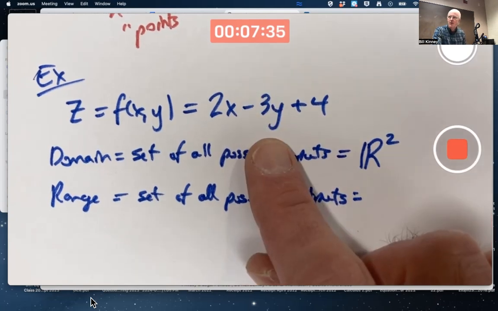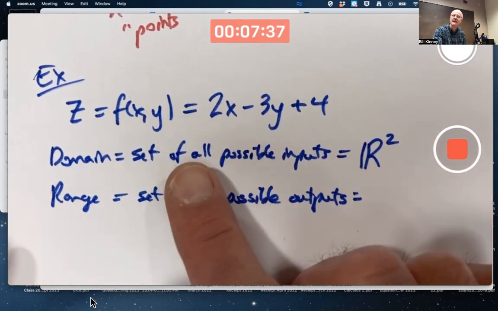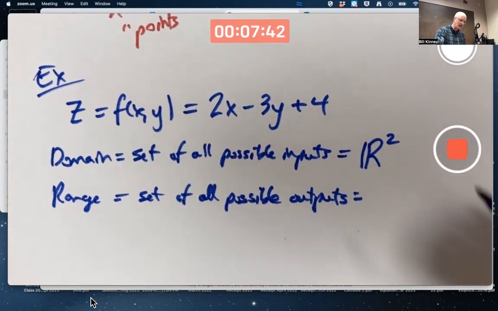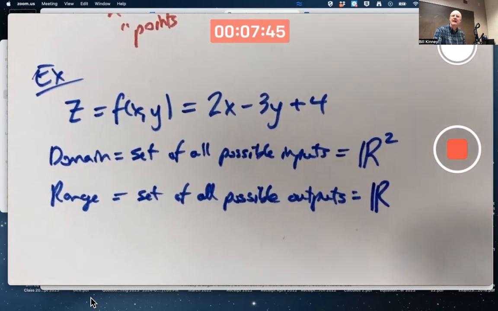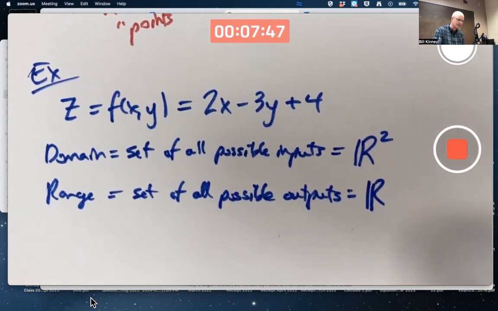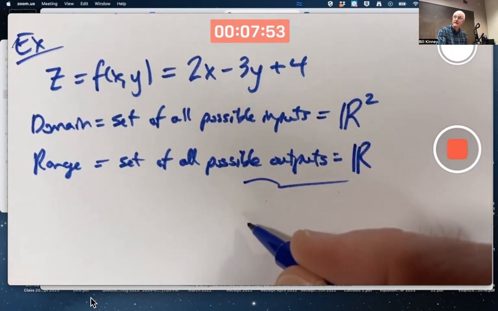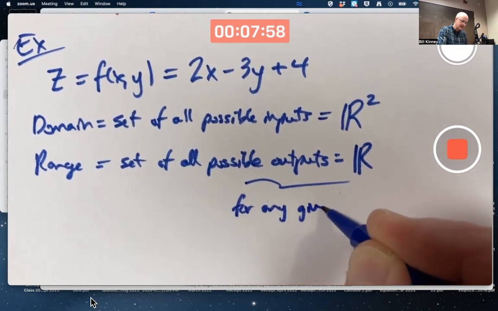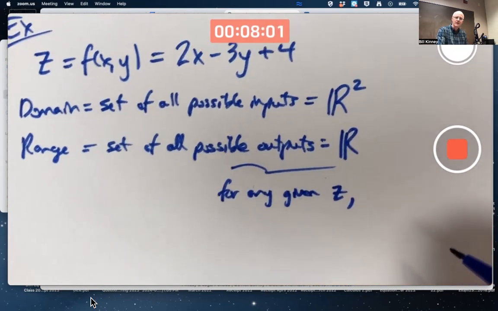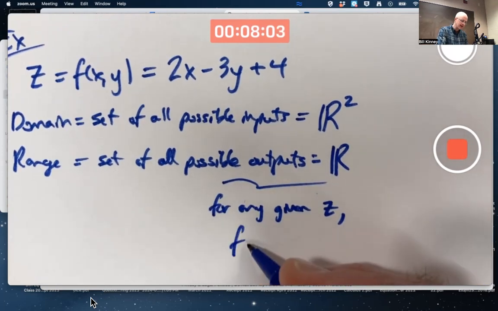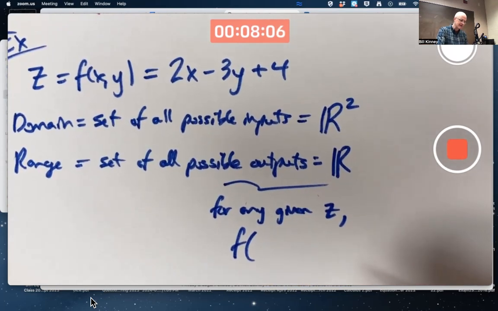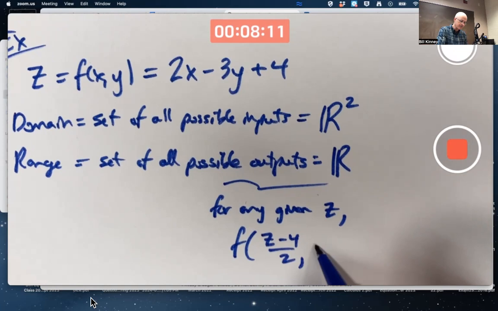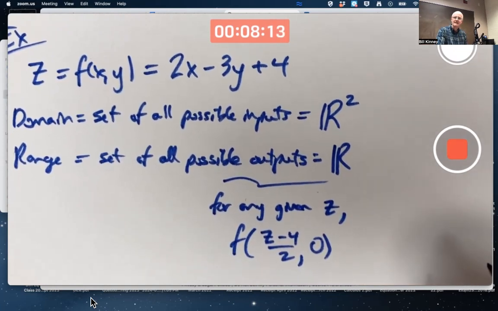If you allow for other values of y, then x can be something different. You're still going to get any possible number out for z. The range is, in fact, all of R. Any number is a possible output. If you wanted to give a reason for that, you could say, for any given z, let's see if I can do this calculation in my head, set y equal to 0 and set x equal to z minus 4 over 2, and you'll get z out.